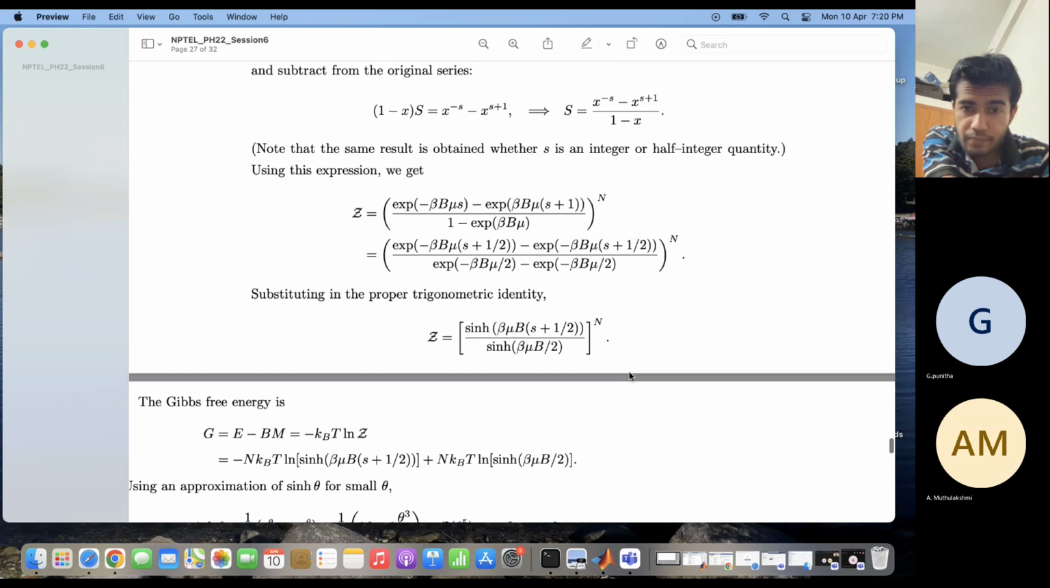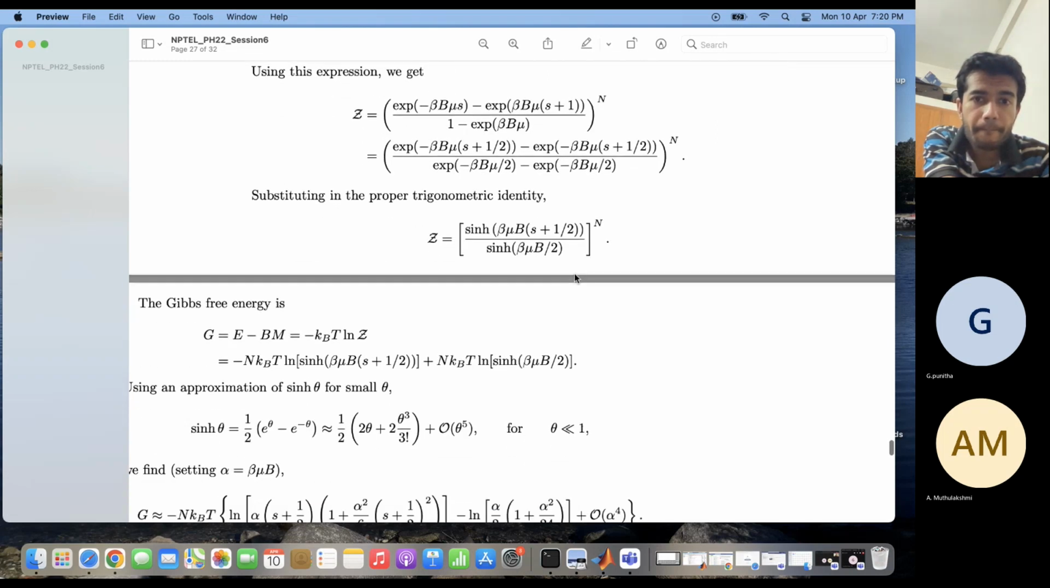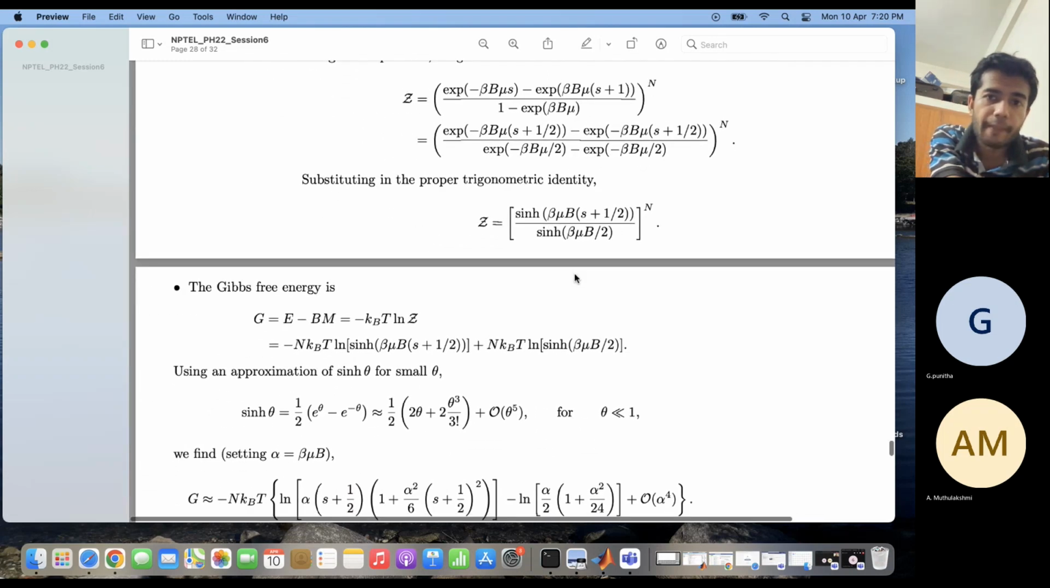All right. So there is a misprint over here. This will be a plus, this will be a minus, this will be a plus, this will be a minus.